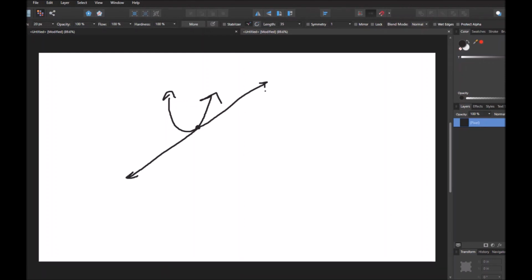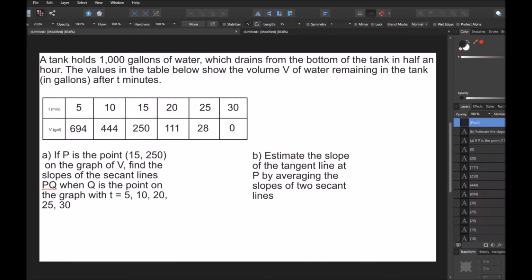And this is what's called the instantaneous rate of change. It's how something is changing at an instant rather than the average rate of change. And so this is what I was talking about. This is what the derivative is going to allow us to do. But we can do that using secant lines by averaging the slopes of two secant lines that are near that one. So it wants us to estimate the slope of the tangent line at P by averaging the slopes of two secant lines, and P is 15 to 50.